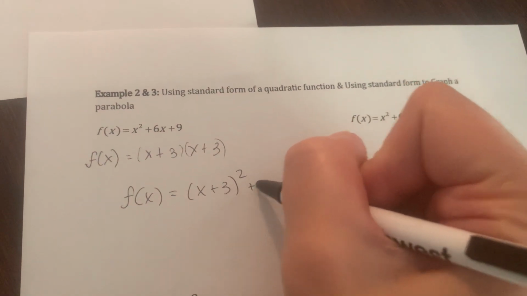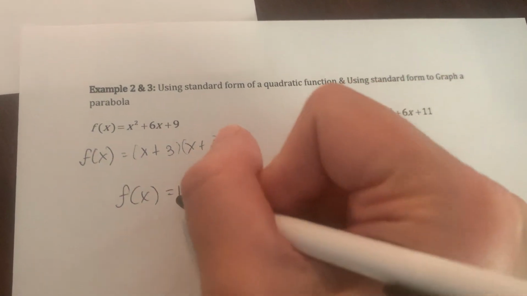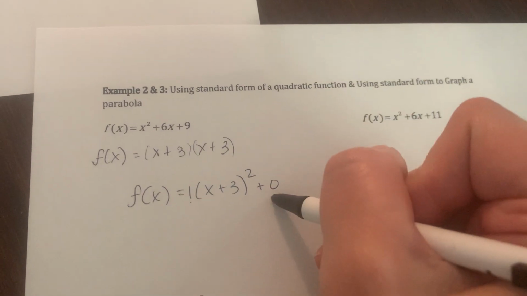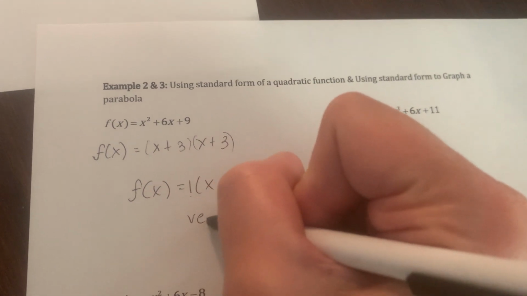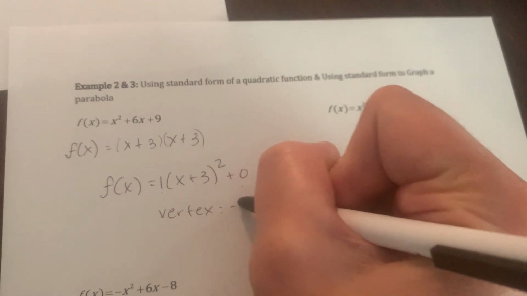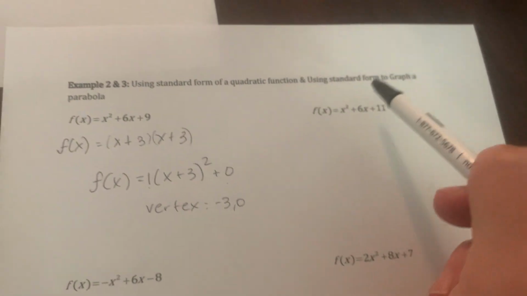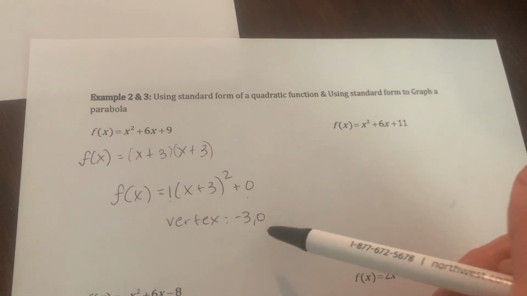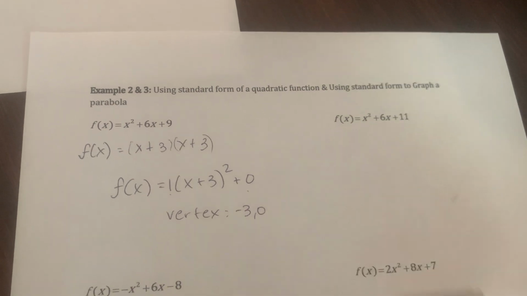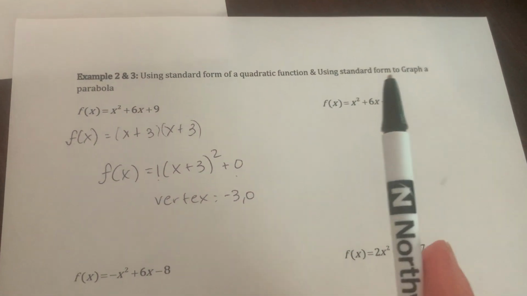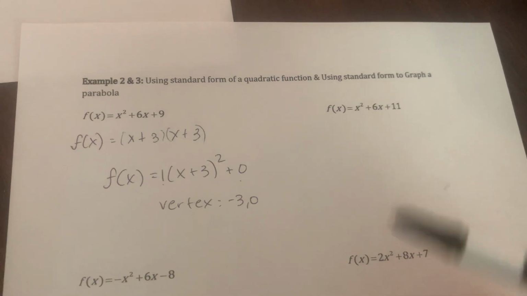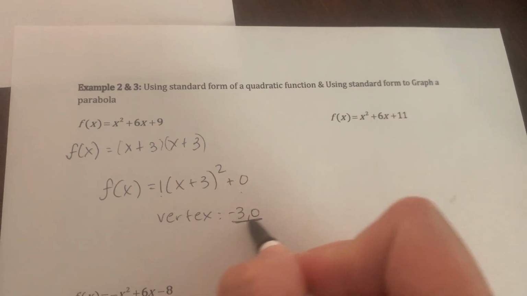So the vertex here is technically, the 1 is in front, you don't really write that, and there's a 0 here, but you don't write that. So your vertex here would be -3, 0, and you can use that to graph. To graph a quadratic, we use those tables of values, but what if your graph is shifted way over? You're not going to want to use 0, 0. You want to start with your vertex.